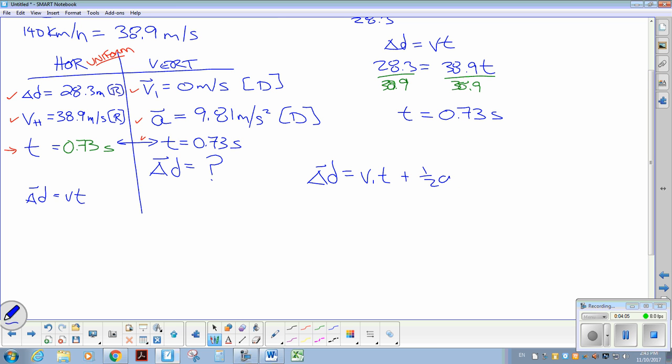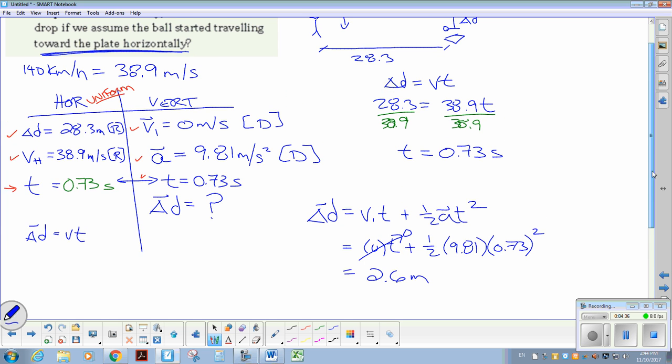Delta d equals v1t plus 1/2 at squared. Substituting in my information, 0t plus 1/2 times 9.81, and we figured out the time it took to get to the plate. Don't forget your squared. 0t goes to 0. I just have to punch this into the calculator. 9.81 times 0.73 squared, and I get 2.6 meters. 2.6 meters it dropped.